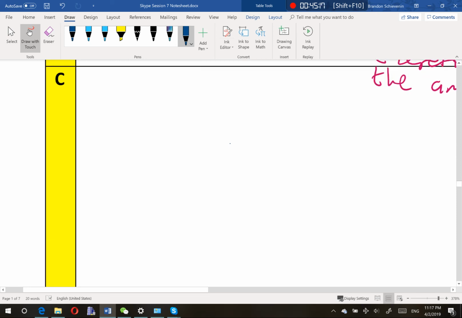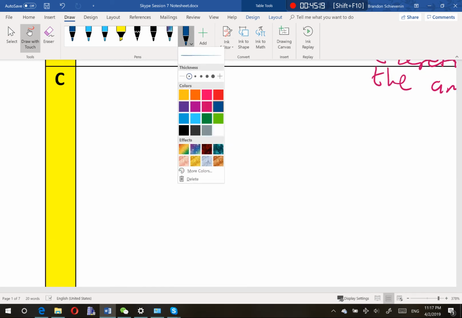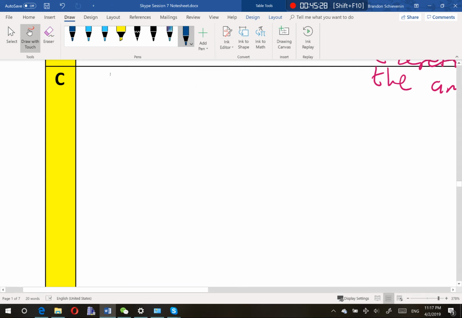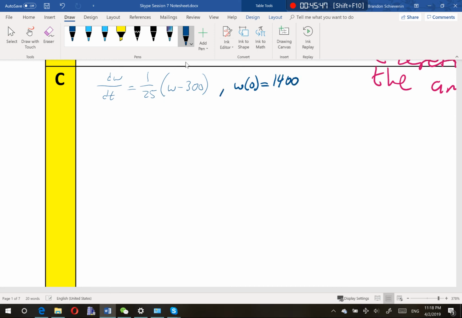Okay, so we were told dw over dt is equal to 1/25th times w minus 300, and w at 0 is equal to 1400. Okay, what's my first step that I need to do for this separable differential equation?